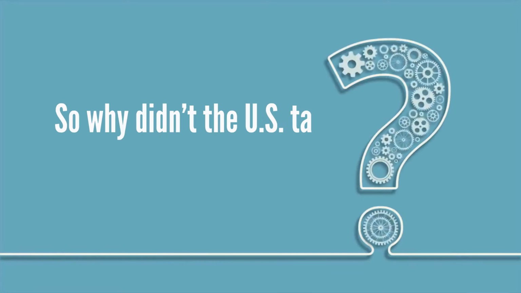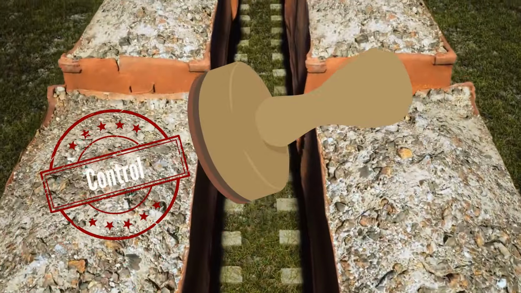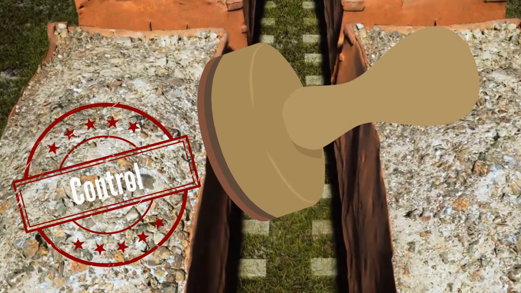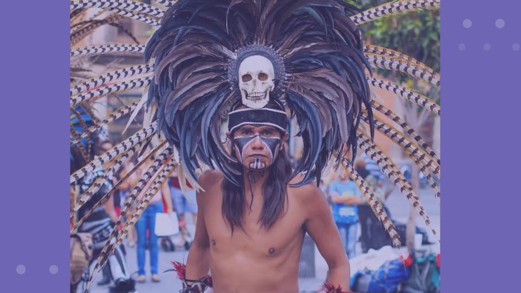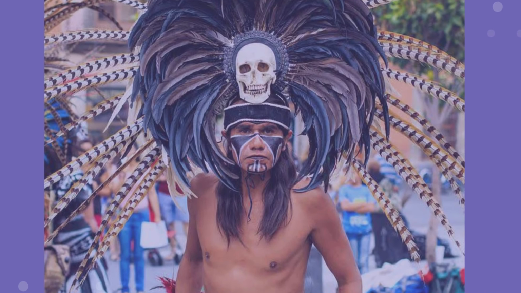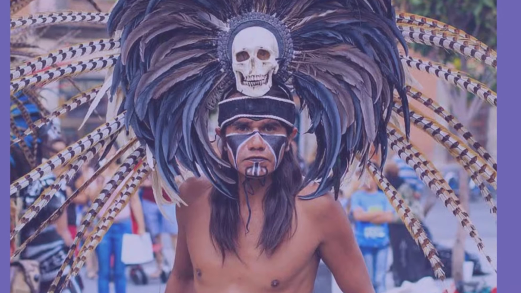So why didn't the U.S. take more of Mexico's land? That's because Polk's goals were gaining control of the gold in California and completing Manifest Destiny. But there was another reason. The U.S. did not want to have to deal with more native tribes. The U.S. considered native people savages and too big of a nuisance to add to their plate.